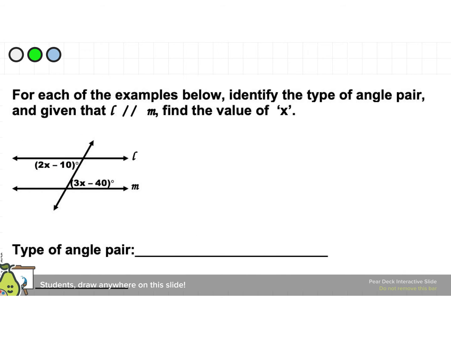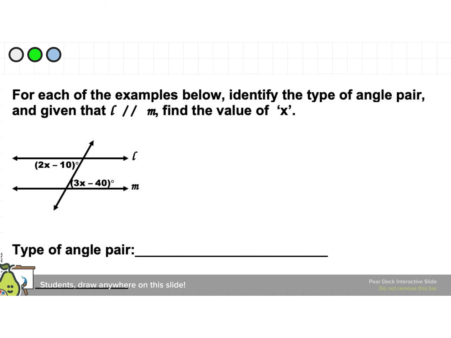So we know all of our angle pairs, and we know that if two things are congruent, then their measures are equal. We can use this information to write equations to solve for missing values. For example, in this example, it says line L is parallel to line M. Find the value of x.